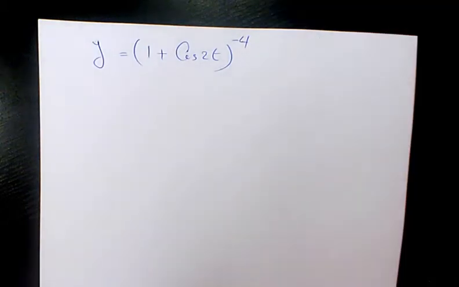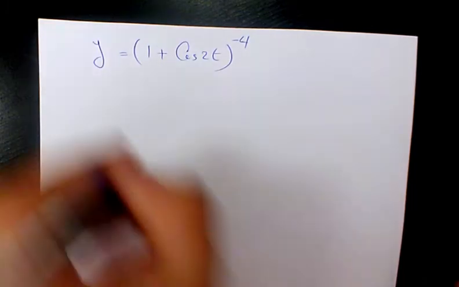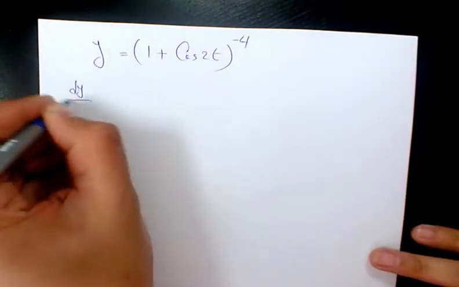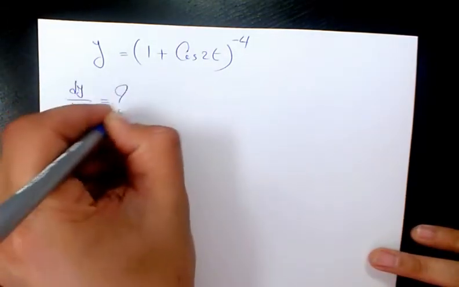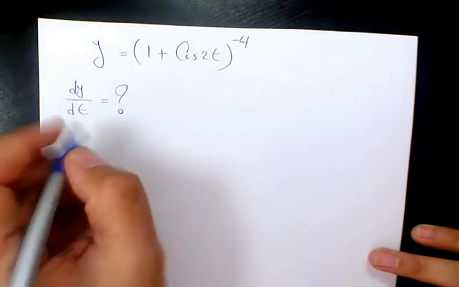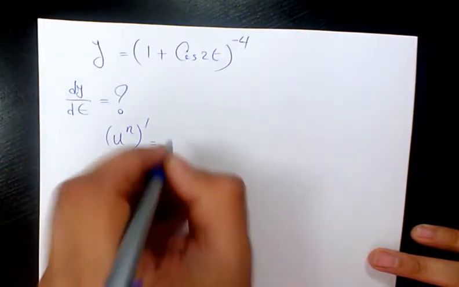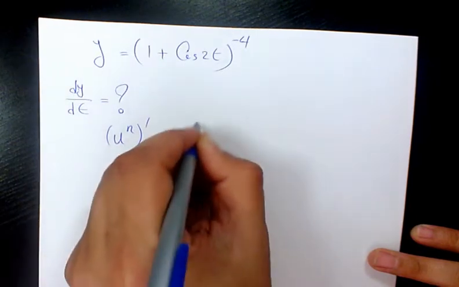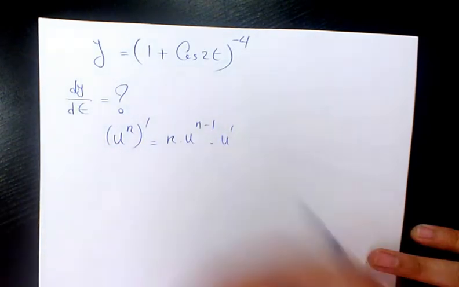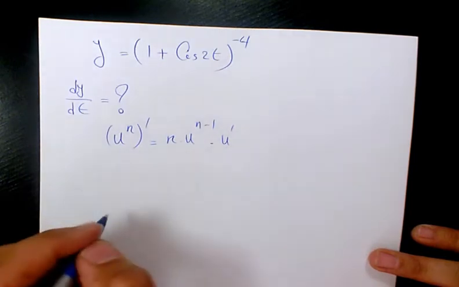Welcome to another video. In this video I want to show you how to find the derivative of (1 + cos 2t) to the power of negative 4. So we need to find dy/dt. That's in terms of u to the power of n. When you find the derivative, it's going to be n times u to the power of n minus 1 times u prime. So we need to find this derivative.